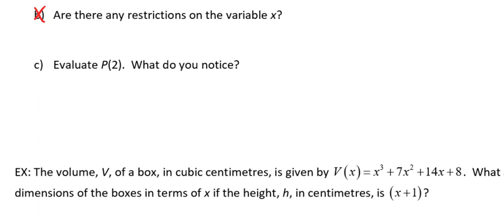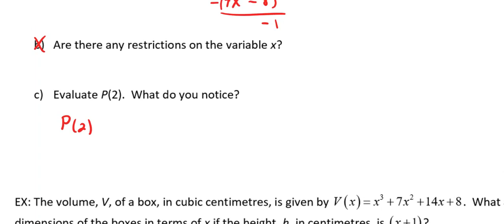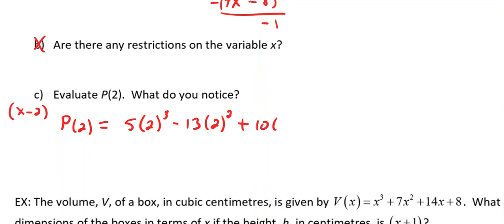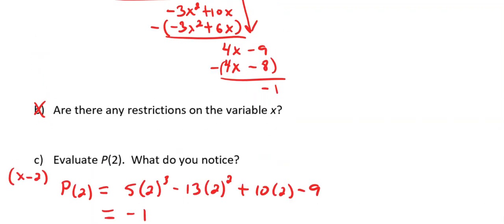Let's evaluate P of 2. So if we evaluated P of 2, the potential zero, 2, because we're comparing that to x minus 2 as a factor, then P of 2 would be equal to 5 times 2 to the power of 3 minus 13 times 2 squared plus 10 times 2 minus 9. You want to take a guess at what that comes out to without even a calculator after what we've just done? Yep, negative 1. It would come out to whatever our remainder was in the first one.